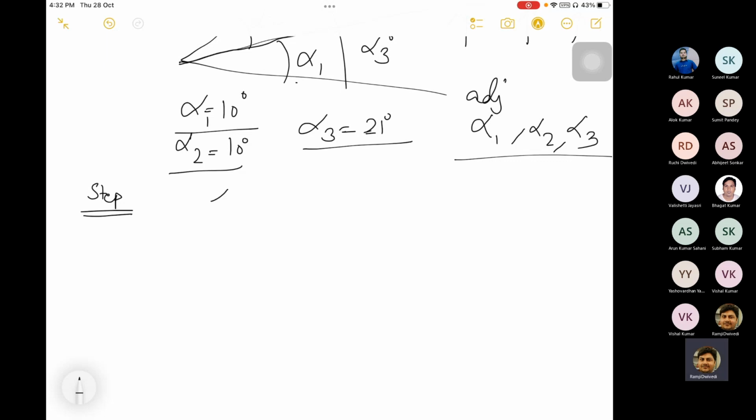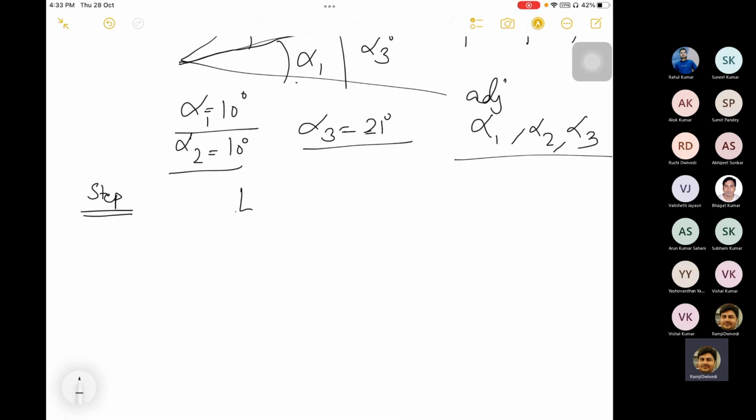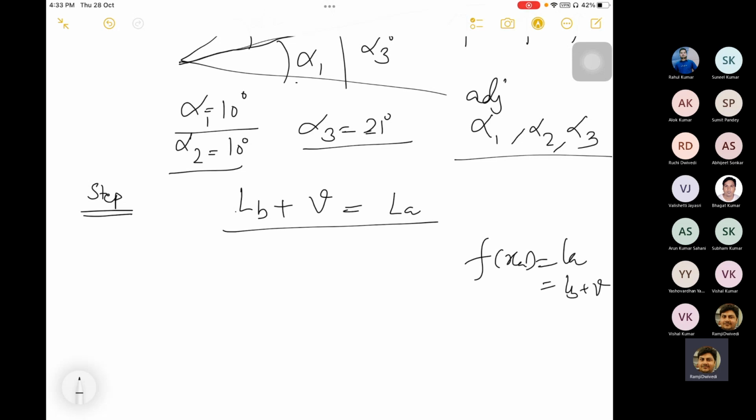So the first step is writing alpha 1, or I'll just use the basic model that you have written. LA is LB plus V, that we have used while explaining fxa is equal to LA, and on the right hand side we have written LB plus V. Here we have three observations: alpha 1, alpha 2, alpha 3. We'll write this equation for all three observations.